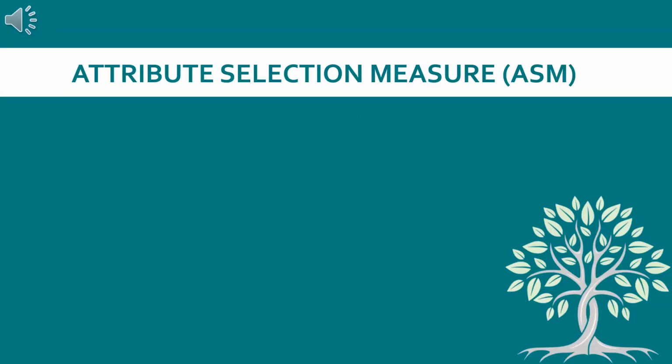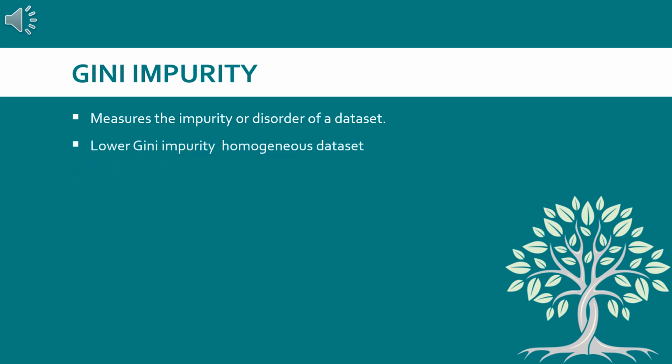There are two important attribute selection measures used in decision tree algorithm. One is Gini impurity and the other is information gain. Let us see what Gini impurity is. Gini impurity measures the disorder of a dataset. A lower Gini impurity indicates a more homogeneous dataset, while a higher Gini impurity suggests greater diversity among the classes.